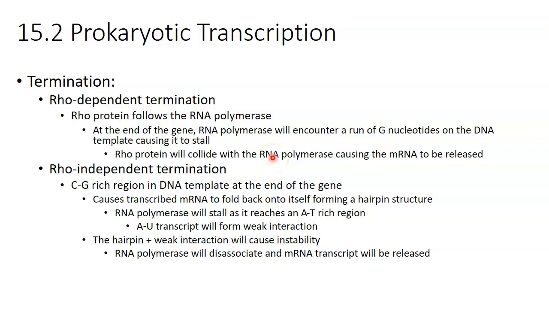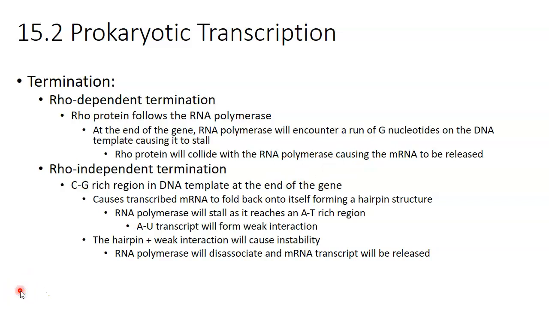And once that RNA polymerase is knocked off a little bit, the whole complex will come apart and the mRNA transcript, or tRNA or RNA transcript, will get released. Okay, so that's called Rho-dependent termination. Again, at the end of the gene, there's a repetitive sequence of G nucleotides. RNA polymerase stalls and it gets bumped off by the Rho protein.